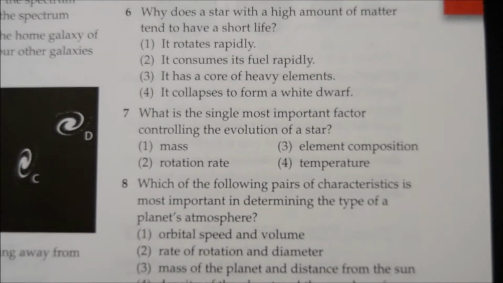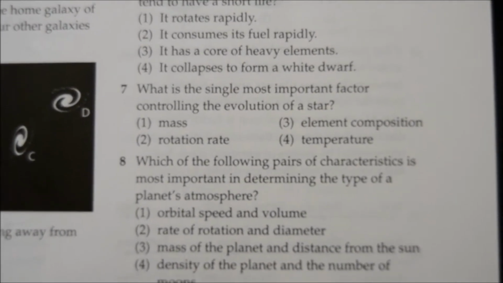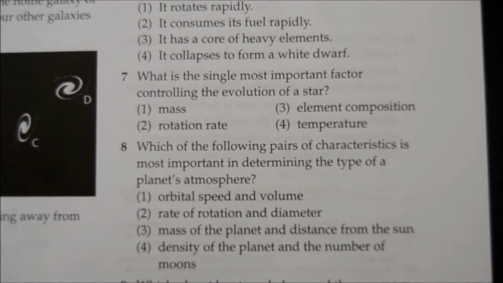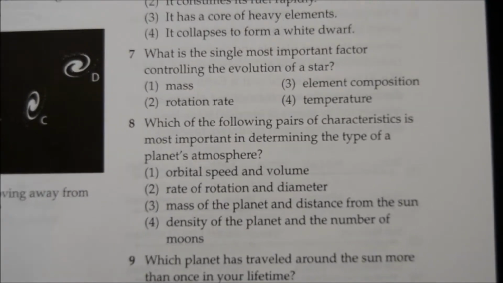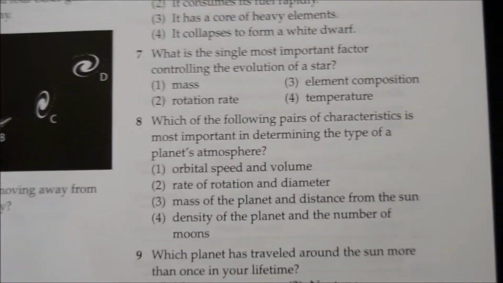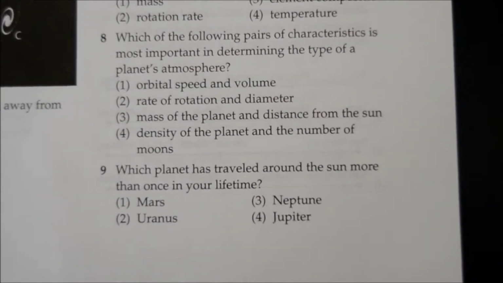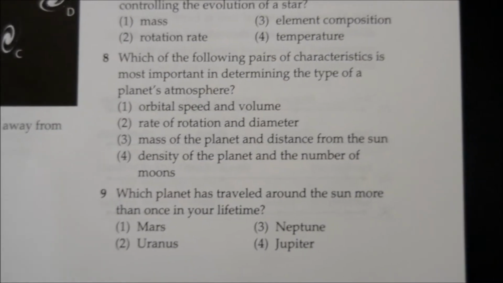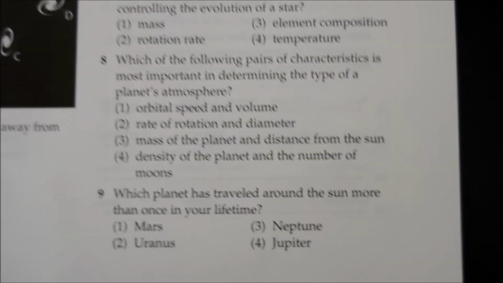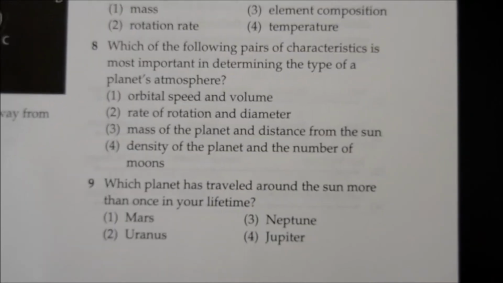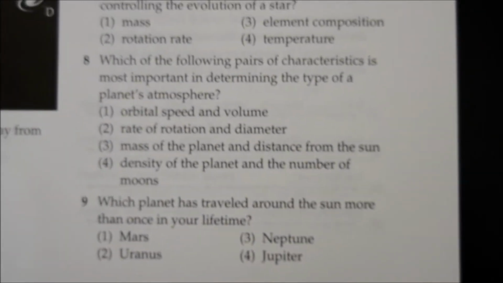Number 7, what is the single most important factor controlling the evolution of a star? It's its mass. Because like I said, we're a medium star, so it's not like we become a supergiant. Number 8, which of the following pairs of characteristics is the most important in determining the type of planet's atmosphere? That would be the mass of the planet and its distance from the sun.